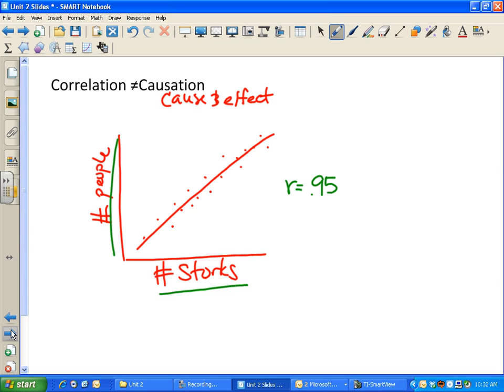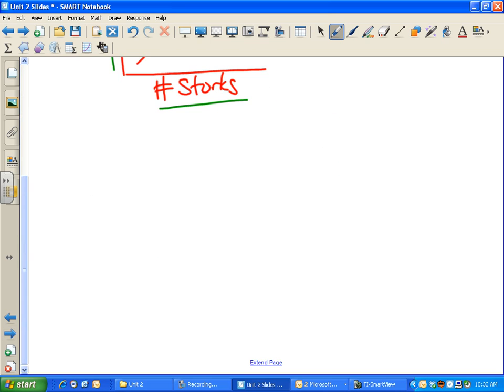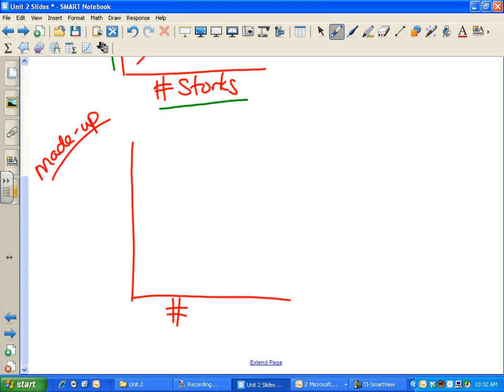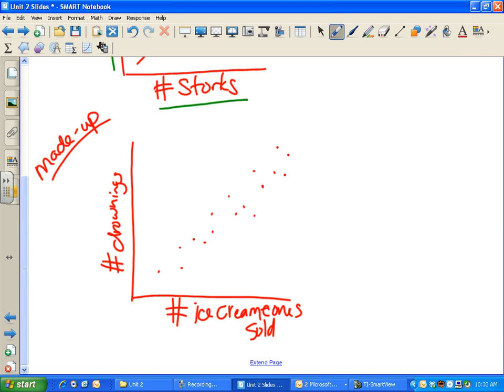Real quick, let me give you just one more example. That one was a true story. This one is not based on real data. Just for clarification. Somebody might want to keep track of the number of ice cream cones sold on a beach. And, you know, just for fun, I thought it might be interesting to keep track of the number of drownings at that beach. And believe it or not, I am going to get a positive and pretty strong relationship.